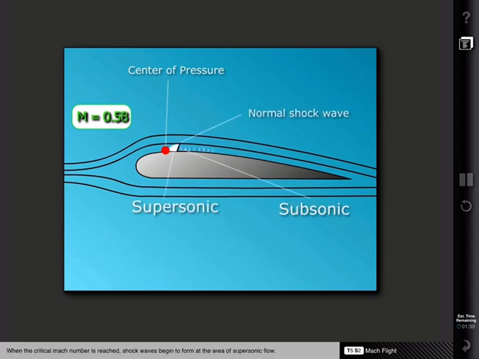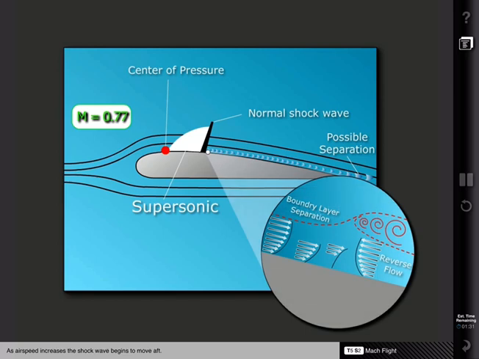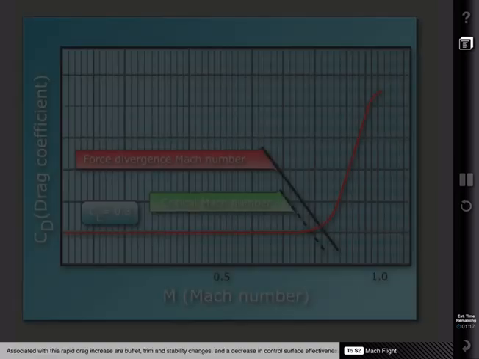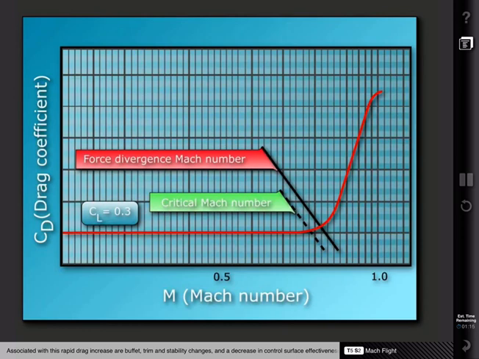When the critical Mach number is reached, shock waves begin to form at the area of supersonic flow. As airspeed increases, the shock wave begins to move aft. At speeds 5 to 10% above the critical Mach number, these shock waves begin to have a major effect on the aircraft and drag begins to increase rapidly. Associated with this rapid drag increase are buffet, trim and stability changes, and a decrease in control surface effectiveness. These effects are referred to as Mach buffet.